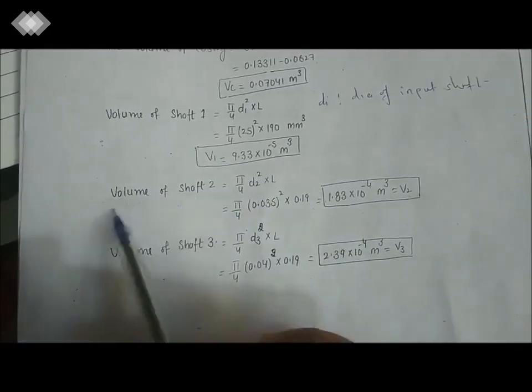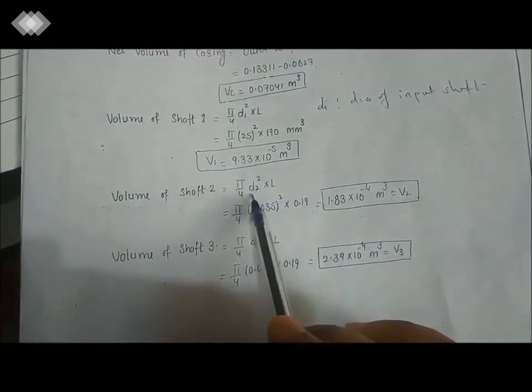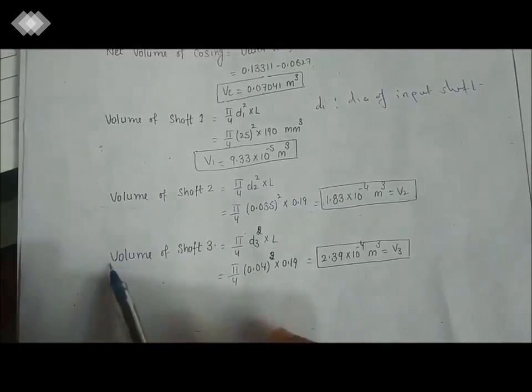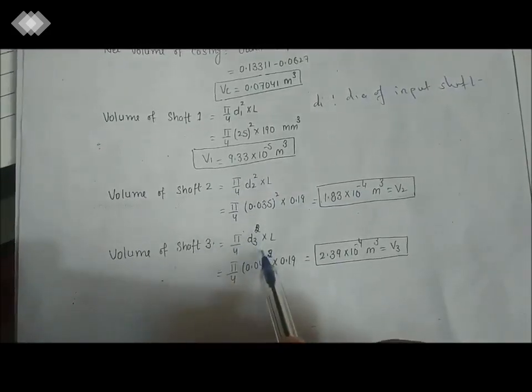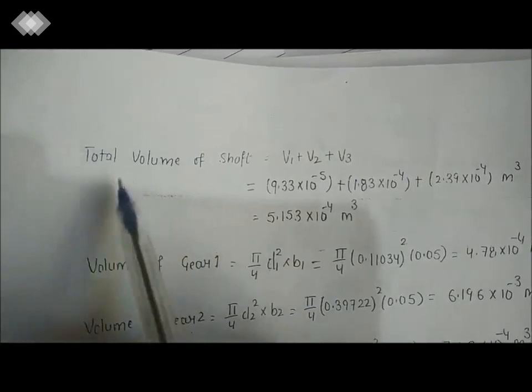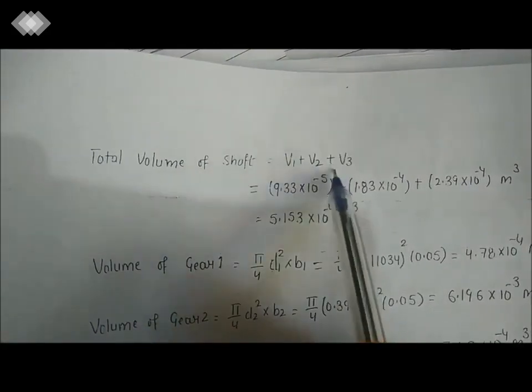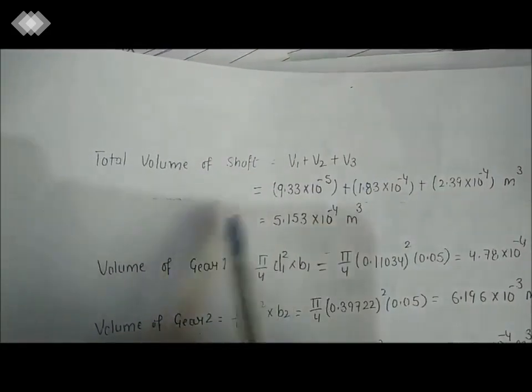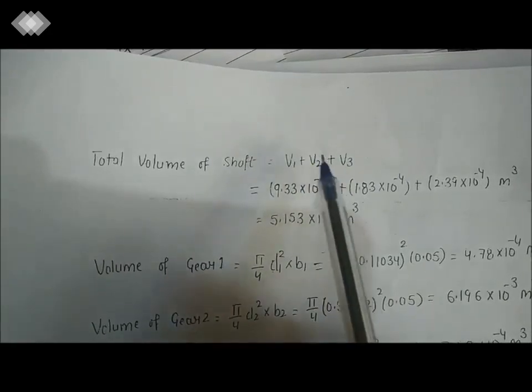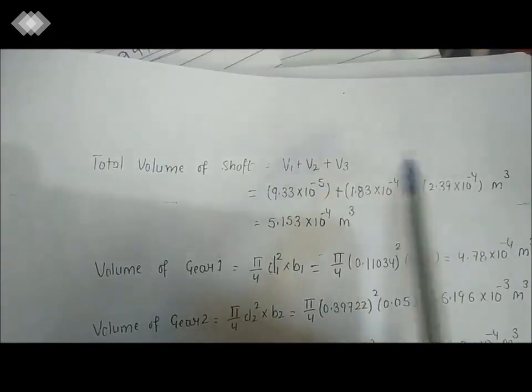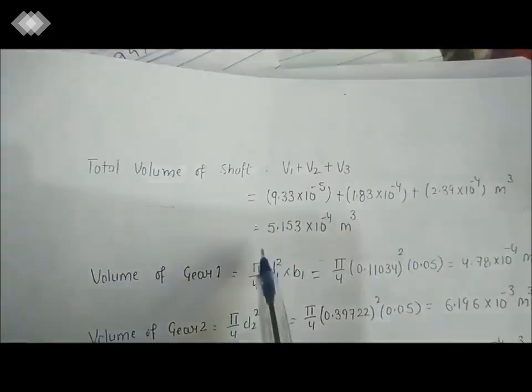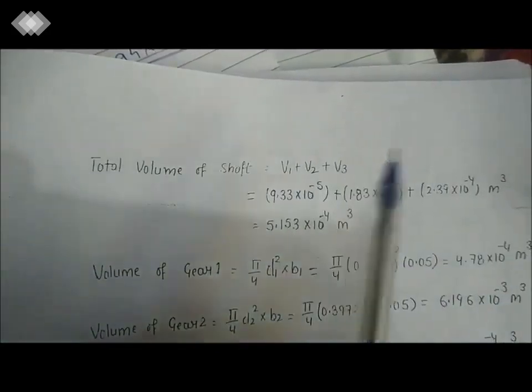Similarly, volume of shaft 2 is pi by 4 d2 square into L. Volume of shaft 3 is pi by 4 d3 square into L. Total volume of shaft is V1 plus V2 plus V3. So put the volume V1, V2 and V3, and we get the total volume of all shafts.